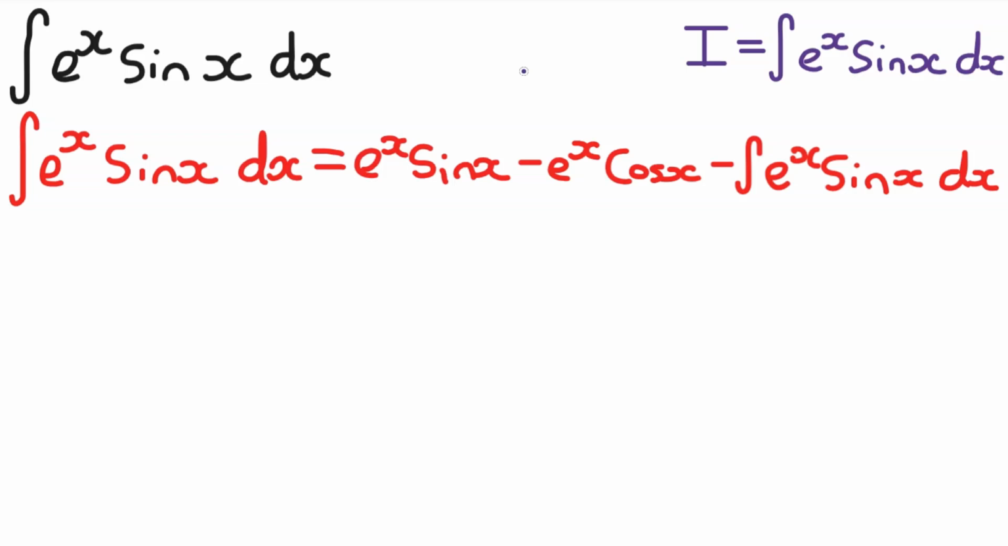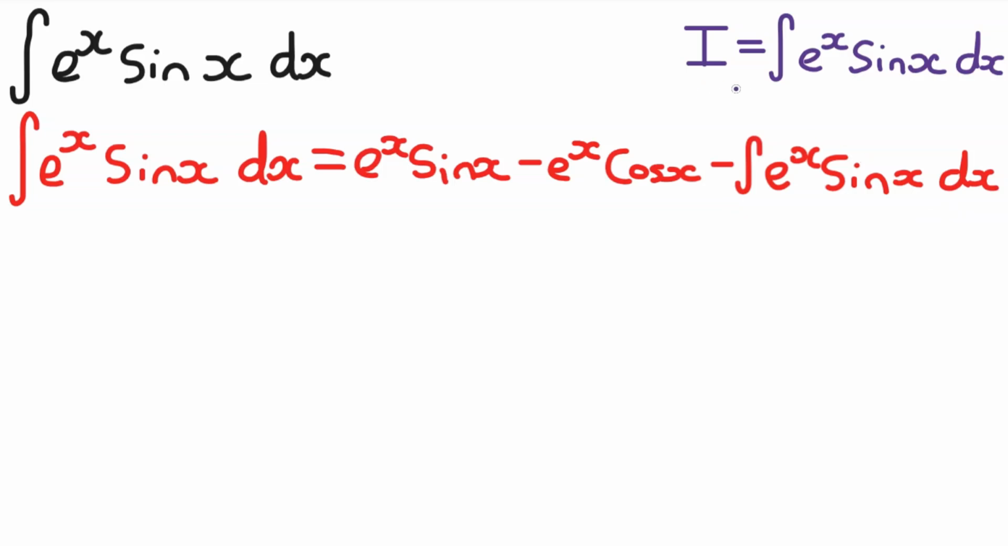Okay, so what have we actually done so far? Well, what we've done is we've tried to solve this integral of e to the power of x sin x, and we've integrated by parts twice in order to get this really weird expression here that's got its own integral inside it. So what do we do now?